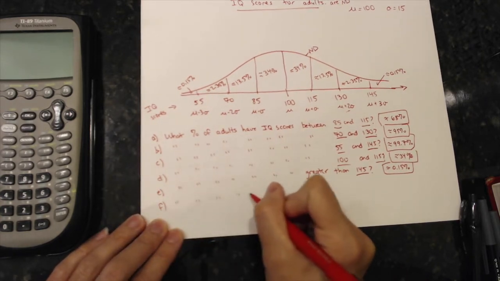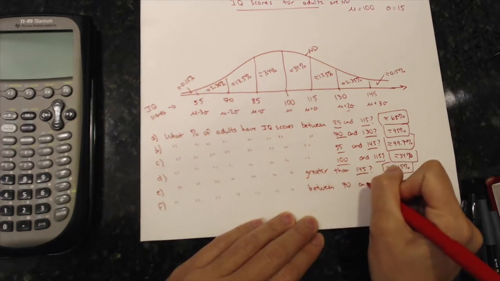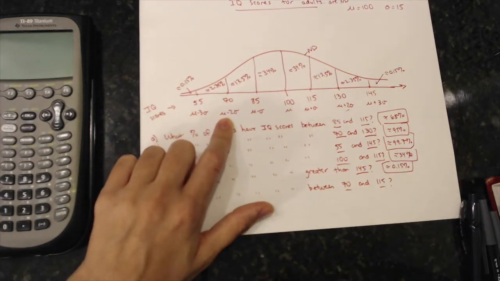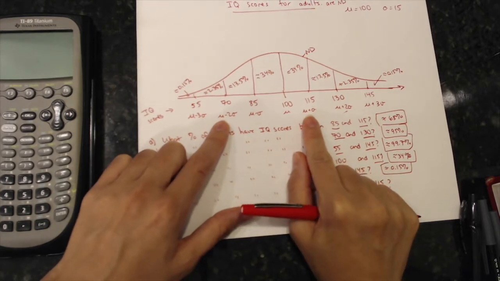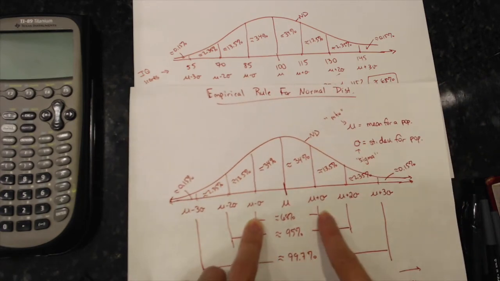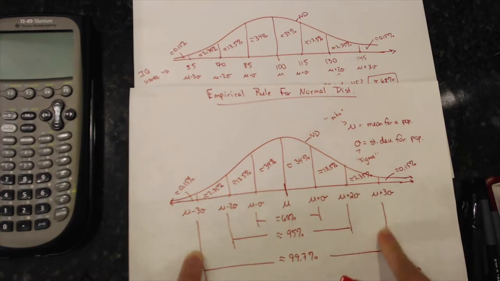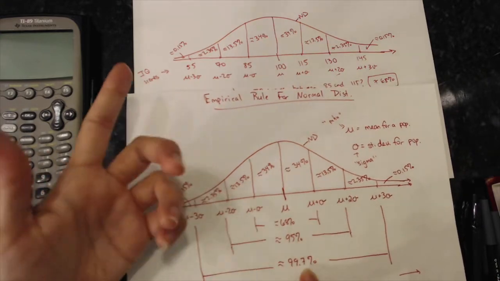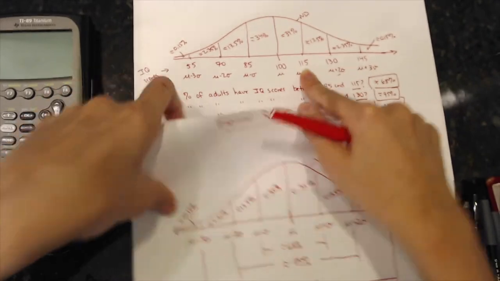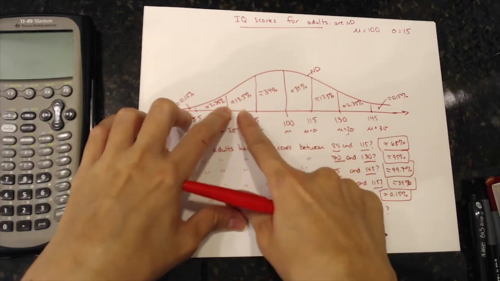What percent of adults have IQ scores between 70 and 115? Now, 70 is two standard deviations below the mean, and 115 is one standard deviation above the mean. So I don't have a nice general rule, like one below and one above, approximately 68%, within two, approximately 95%, within 3, approximately 99.7%. I'm being a little bit more detailed. I'm going from 70 to 115. Well, the nice thing about what we did, separating these areas, is now all I have to do is add up the percentages from here to here.